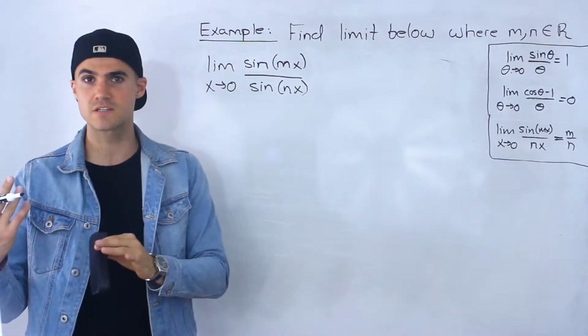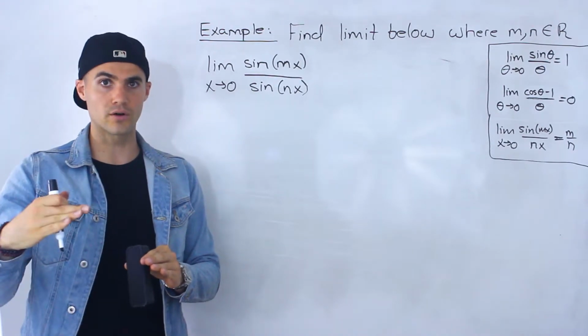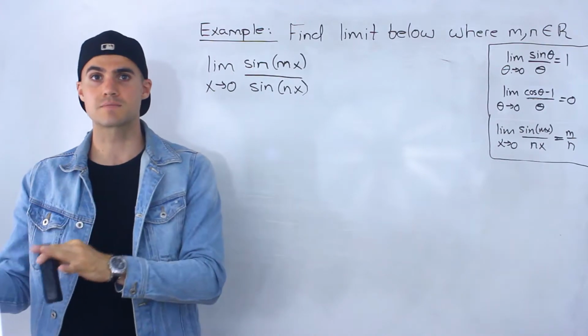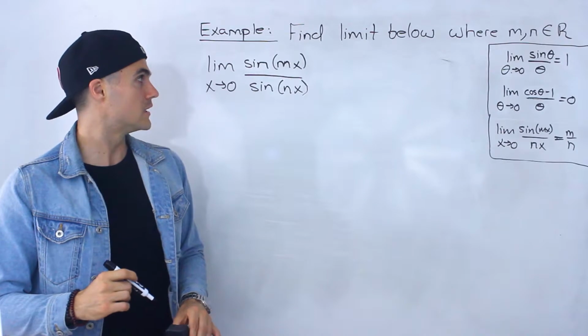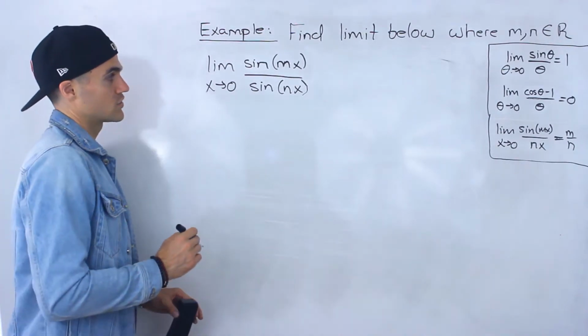So if you didn't watch the previous examples, the other trig limits that are listed on the site in order before this one, I highly recommend you watch those because lots of concepts carry over to whatever current example we are on. So the limit as x approaches 0 of sine mx over sine nx.